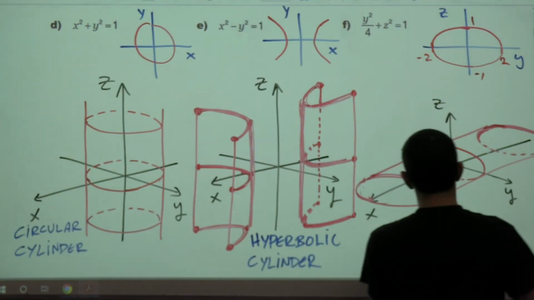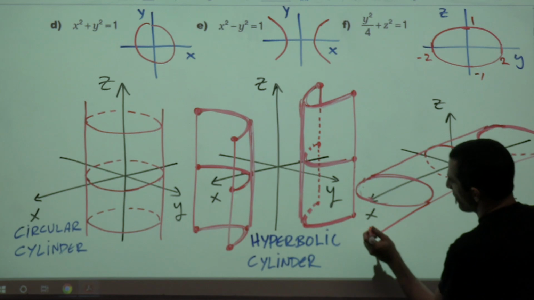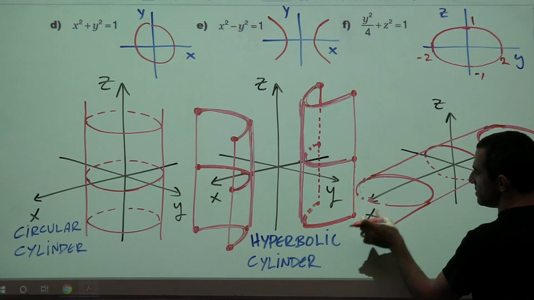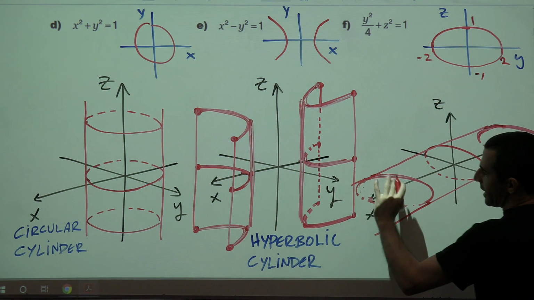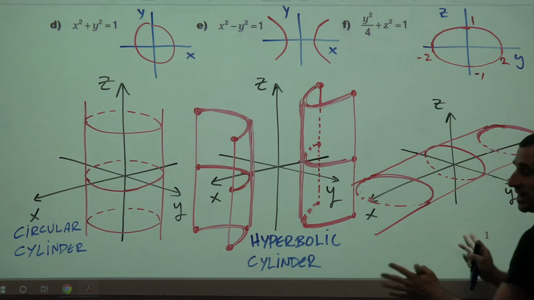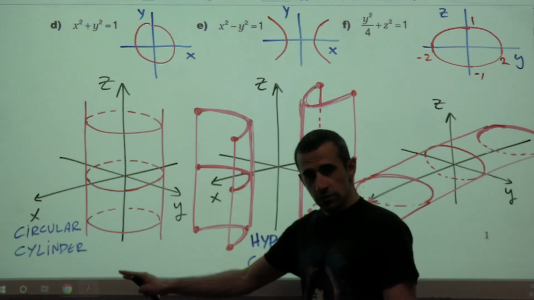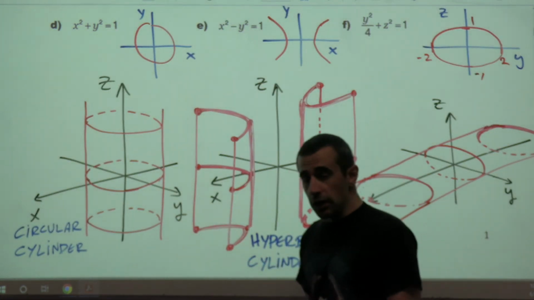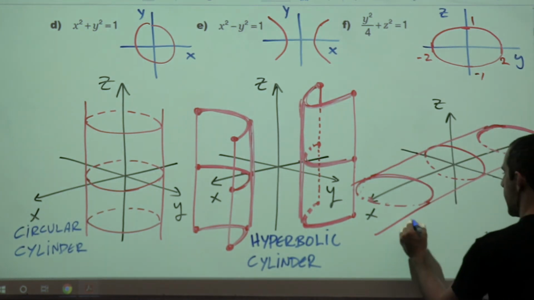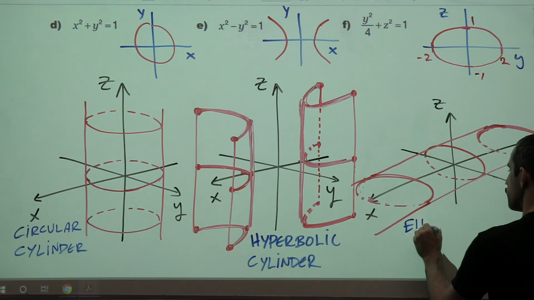And if the cylinder continues forever in the x direction, then I should also make these dashed. But I'm out of room here. So that's it. It looks a lot like this surface, but the cross sections are elliptical. So this is called an elliptical cylinder.